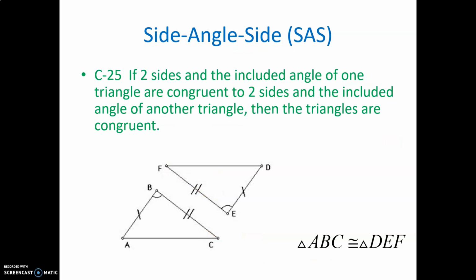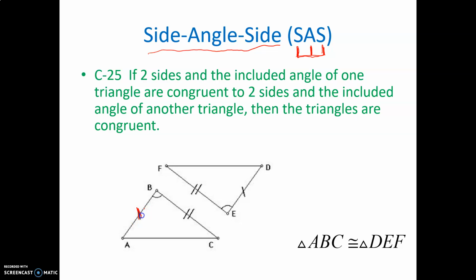The second one is SAS. Now look how this is set up. Side, angle in between, and then a side. So this is a side, there's a side, and they put the A in the middle to show you that A is the included angle between those 2 sides. So conjecture 25, put this on your conjecture list. It says if 2 sides and the included angle of one triangle are congruent to 2 sides and the included angle of another triangle, then the triangles are congruent.